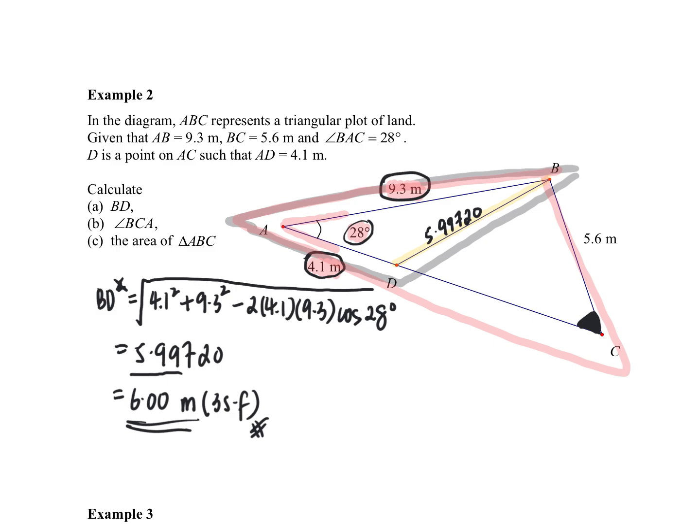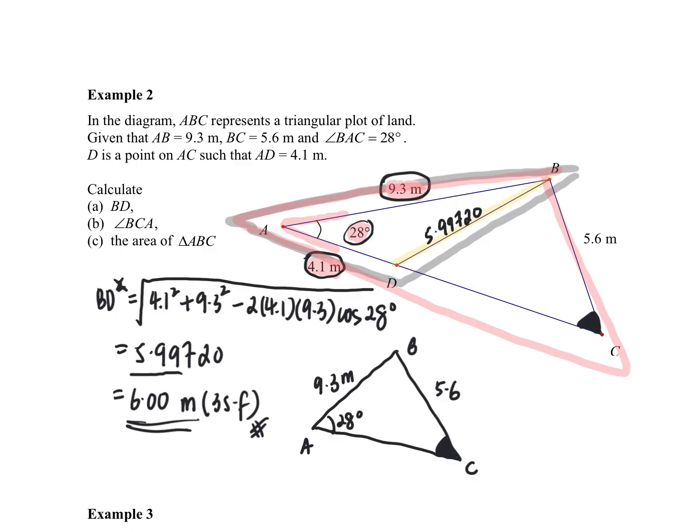So if you focus on the big triangle, let me redraw it out for you, so it can get to what you want faster. So this is 9.3, this is 5.6, this is what you want to find, and this is 28.